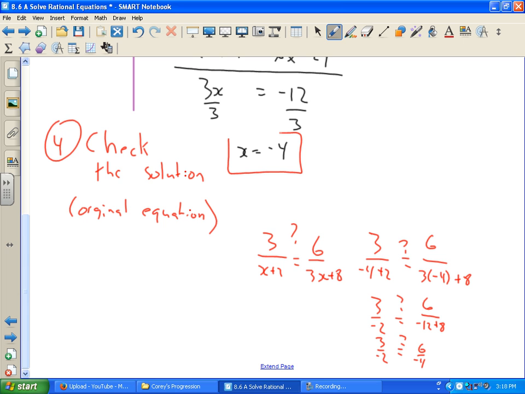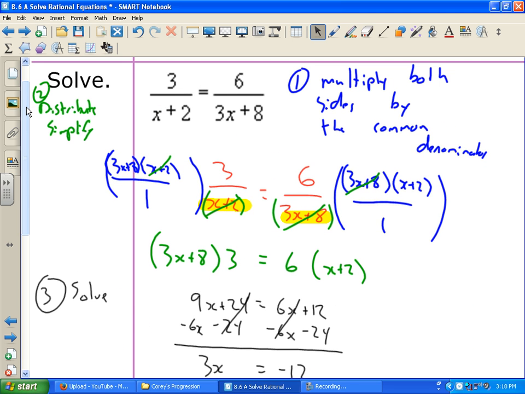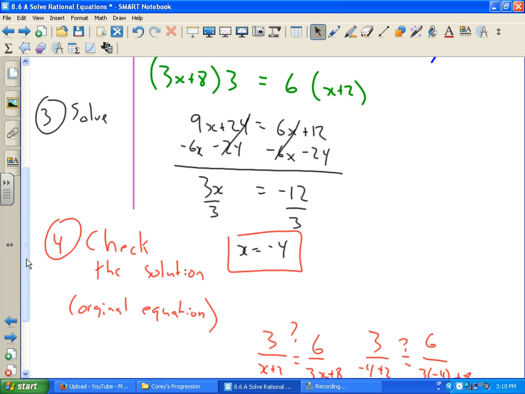So x equals negative 4. We have our answer. La-ti-da, we're done. And I think there's only 4 examples today. So that's example number 1. Multiply both sides by the common denominator. Distribute and simplify. Solve. Check your solution. Okay?